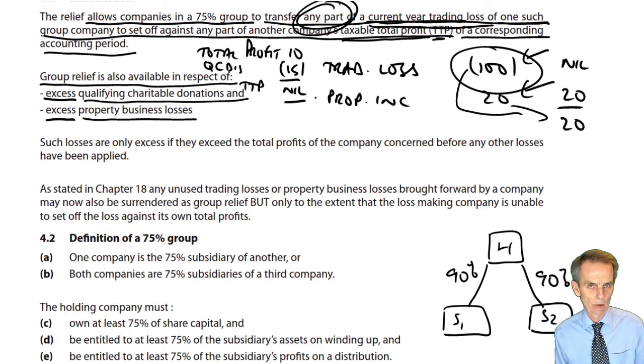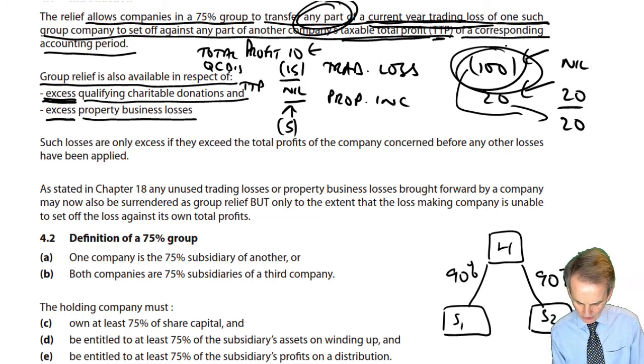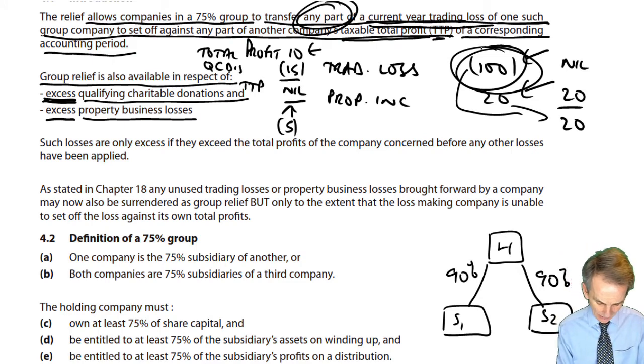So you must use those donations first of all against the total profits of the period. And only if those qualifying charitable donations exceed the total profits do you have an excess amount of qualifying charitable donation. In this example, that would be £5,000 of excess qualifying charitable donation. So if it was a trading loss, you could take all of the 100,000, or any part of it. But with either qualifying charitable donations or property business losses, it's only excess amounts.